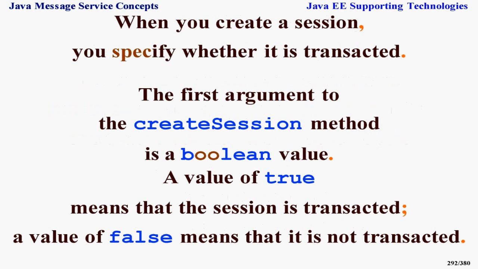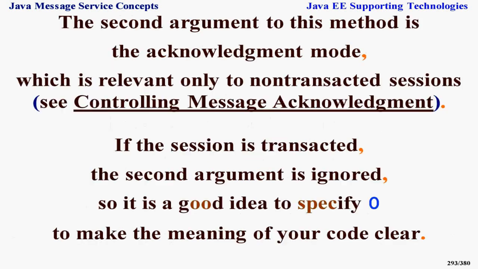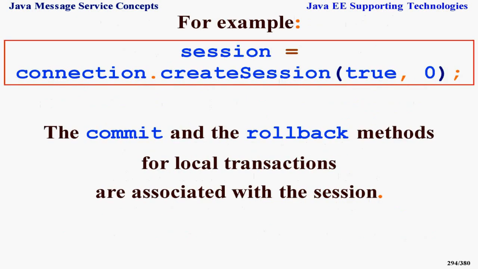When you create a session, you specify whether it is transacted. The first argument to the createSession method is a Boolean value. A value of true means that the session is transacted. A value of false means that it is not transacted. The second argument to this method is the acknowledgment mode, which is relevant only to non-transacted sessions (see Controlling Message Acknowledgment). If the session is transacted, the second argument is ignored, so it is a good idea to specify 0 to make the meaning of your code clear. For example, session = connection.createSession(true, 0). The commit and the rollback methods for local transactions are associated with the session.